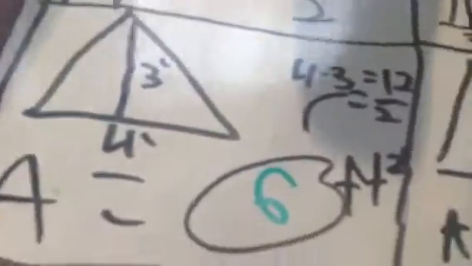Yes. Now for this one, 2 times 4 divided by 2. 2 times 4 is 8, divided by 2 is 4.